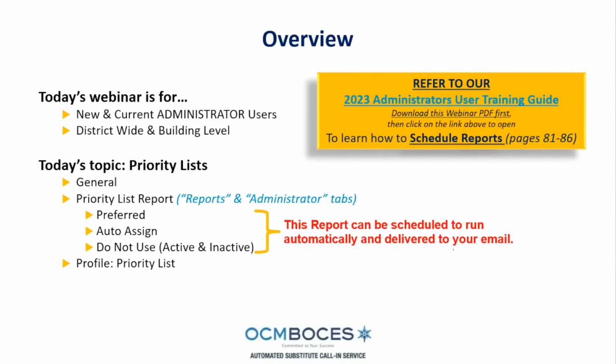Today's topic is on priority lists. We will cover what each list is, show you how to run a priority list report, keeping in mind that they can be scheduled to run automatically and delivered to your email. And you can refer to the 2023 Administrator User Training Guide for how to schedule reports. And we will also cover today how to find a priority listing in an individual's profile.